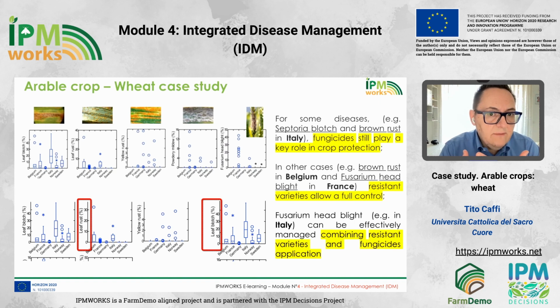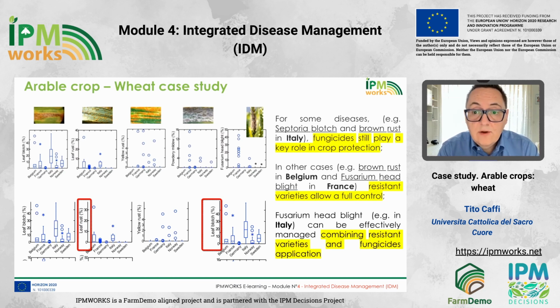About septoria in particular, in the southern part of Europe we need to use fungicide to properly control it. The same for brown rust, for instance, but in this case, brown rust in Belgium, we have resistant varieties that are crucial for a full control.